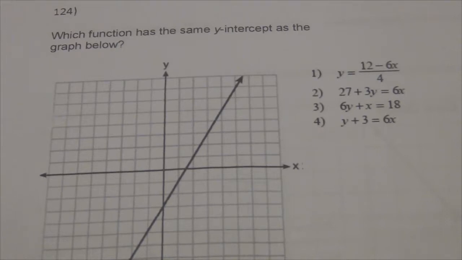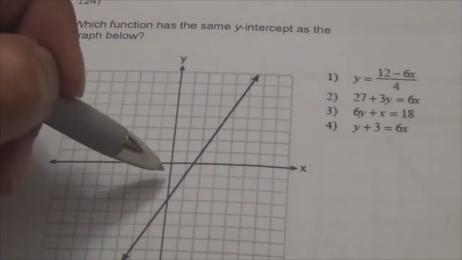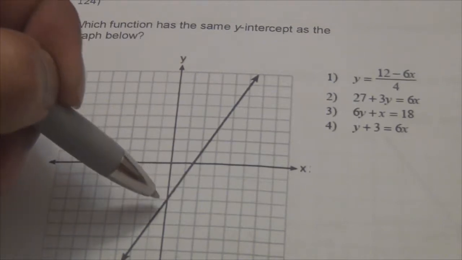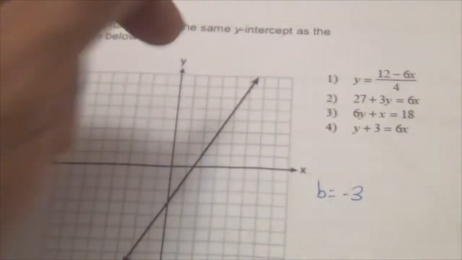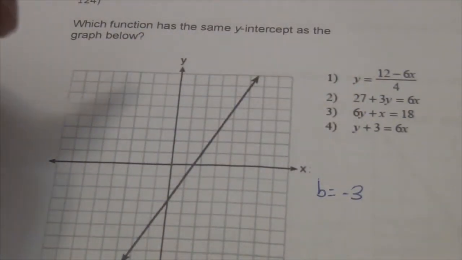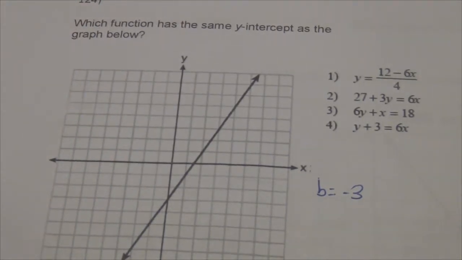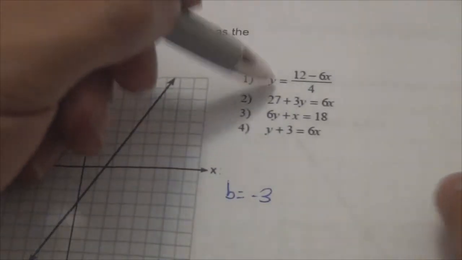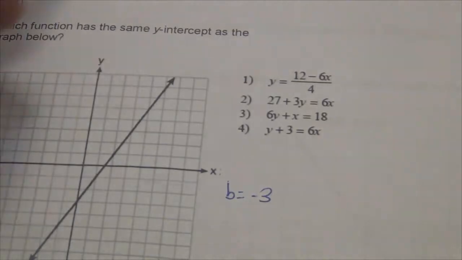Okay. Which function has the same y-intercept as the graph below? All right. First of all, what is the y-intercept in this graph? It's 1, 2, 3. So the y-intercept is -3. All right. So how am I going to find out which of these has the same y-intercept? Easy. Solve for y and you'll see.